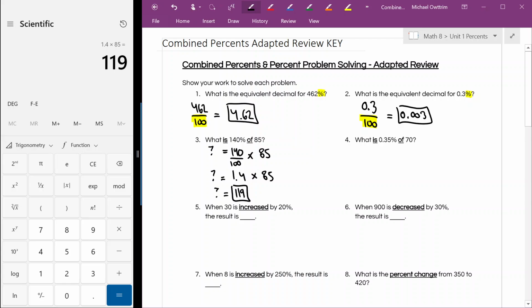Same type of thing in question 4. So we're going to translate the word what into a question mark, is into equals. My 0.35 is just 0.35. Percent means divided by 100. Of means multiply, and 70 is just 70. Again, we'll check that our unknown is the only thing to the left of the equal sign, and in this case it is. So we'll just do our calculation on the right side. My 0.35 divided by 100 gives me this decimal here. I need to multiply that by 70 to get 0.245.